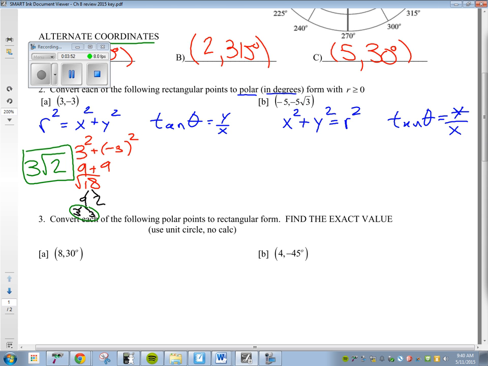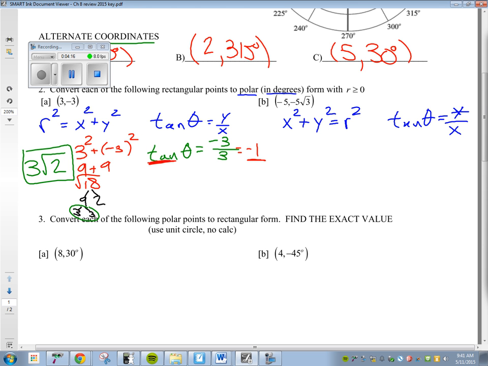That's the radius for this problem. I had to square root that 18. To find my angle, I'm just plugging in. Tangent of theta equals y over x. So Caleb, what's negative 3 over 3 get me? Negative 1. So I'm looking for when on my unit circle is tangent equal to negative 1.